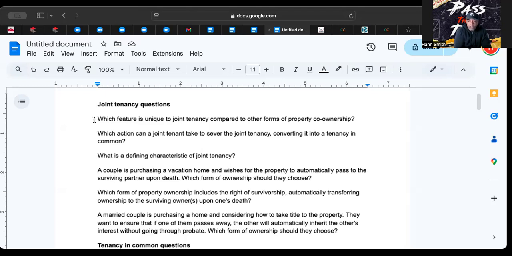Some people will say, well, equal shares, equal shares. Well, that's not unique to joint tenancy. You're correct, you have to have equal shares, but that's not unique to joint tenancy. What's unique is that it automatically passes on to the other tenants in the joint tenancy. There's no need for probate. There's no need for litigation. That person's interest in that joint tenant structure automatically passes on to the other one.